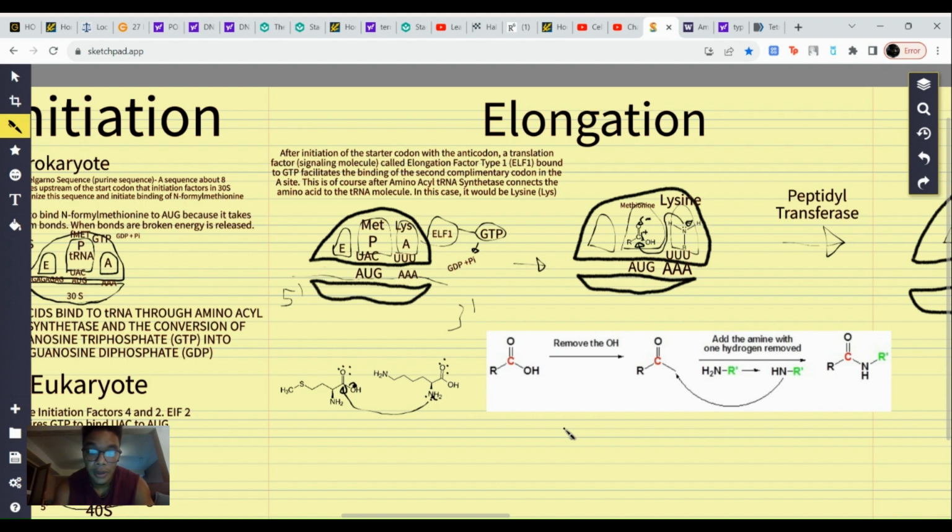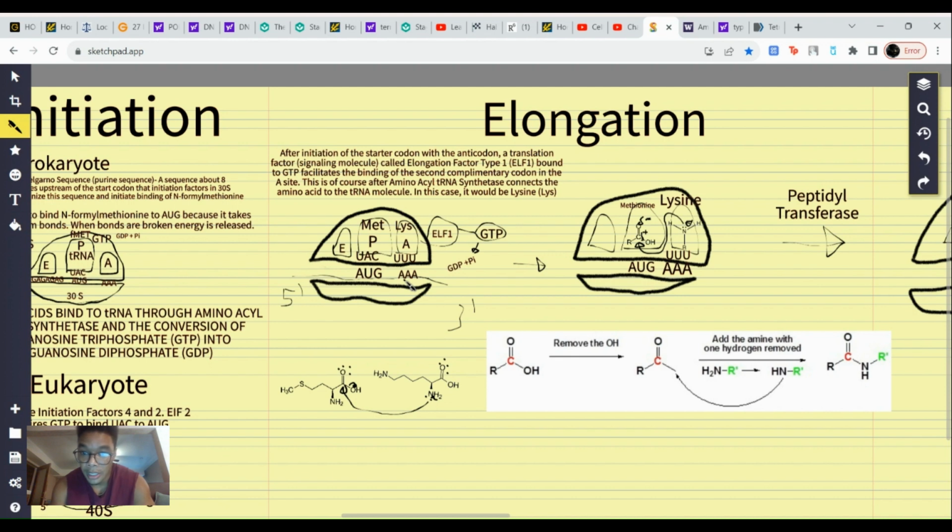So elongation factor 1 binds to GTP. GTP breaks into GDP and an inorganic phosphate, breaks the bond, matches the anticodon. In this case, we're using uracil, which codes for lysine in the A site, and it's marked here with the AAA.